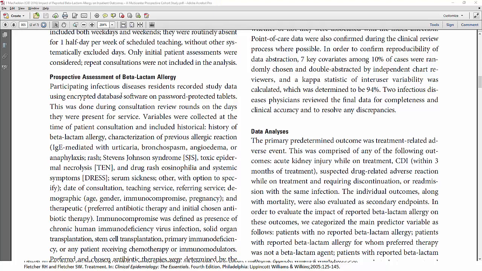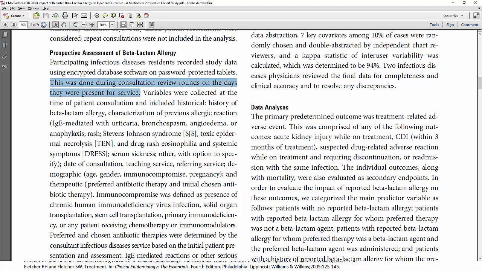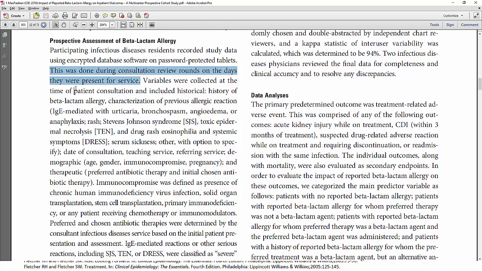They talk about the data collection, which was done during consultation review rounds on the days they were present for service. So as time went on, they actually collected these data. That's how this was a prospective study. It was done over time, every time there was a patient consultation, as opposed to going back and reviewing patient charts. So this is a prospective study.